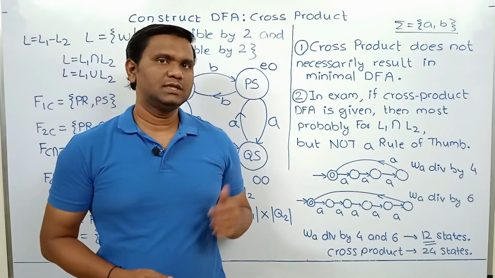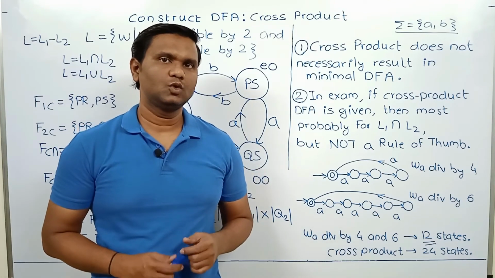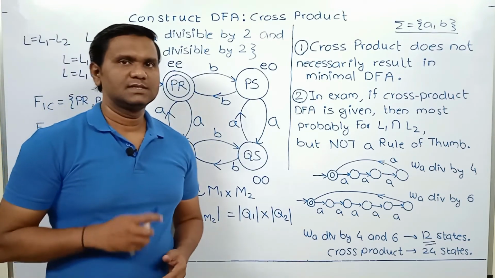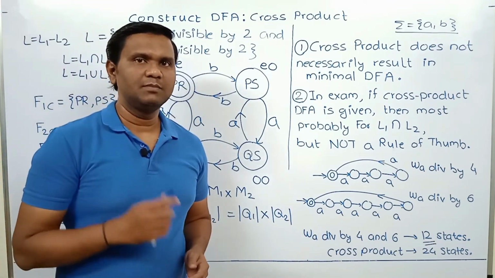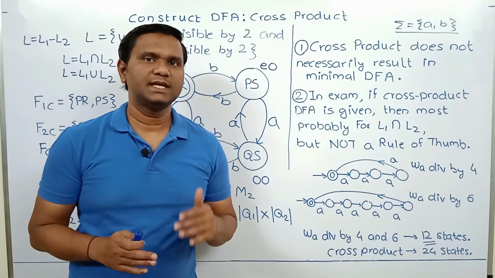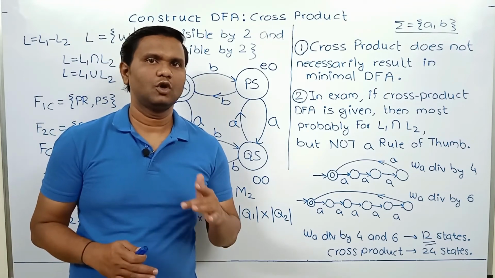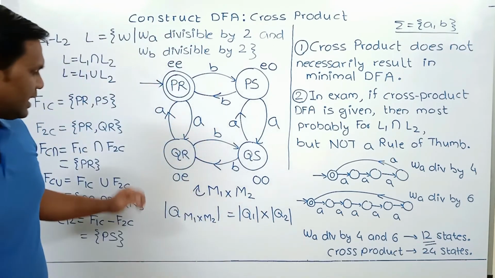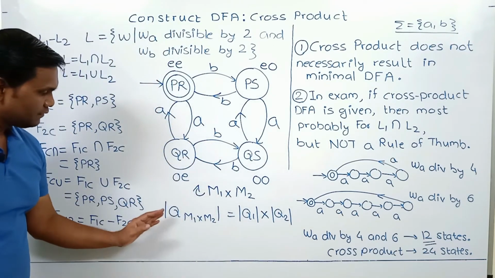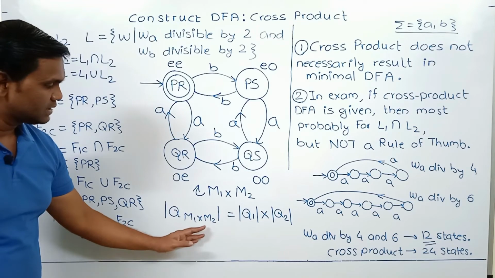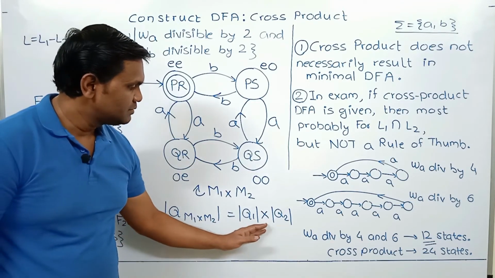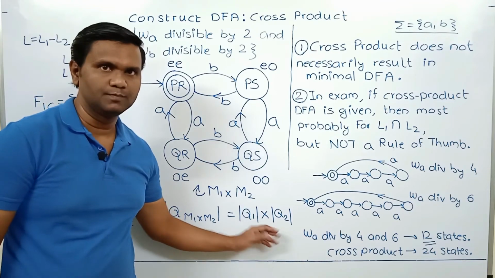Now we should know these two important points related to cross product of the DFA. First thing, cross product does not necessarily result in minimal DFA. If you have to design DFA for a language, we should always consider DFA with minimum number of states. In case of cross product, number of states in cross product M1 cross M2 is number of states in DFA1 times number of states in DFA2.